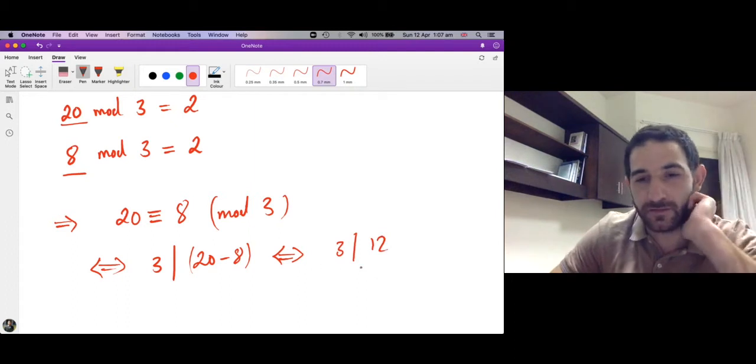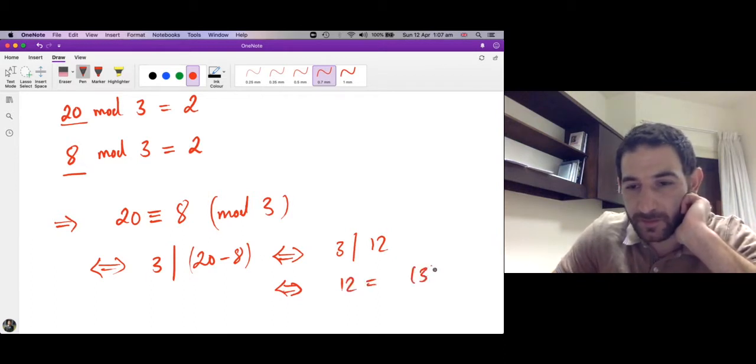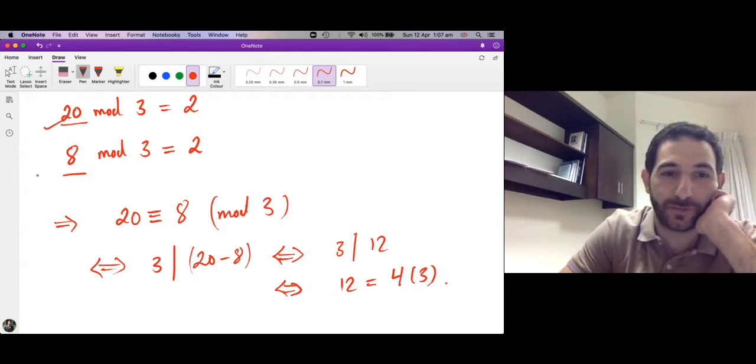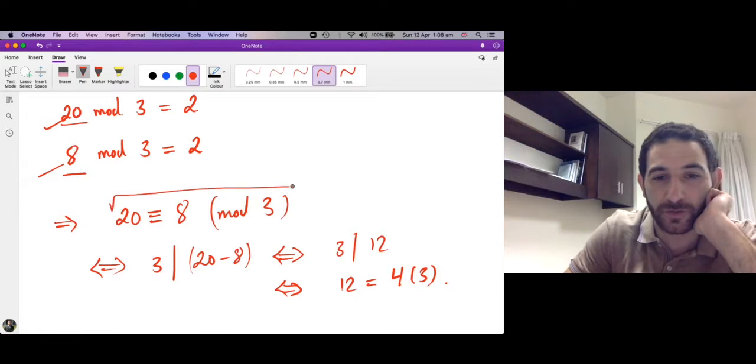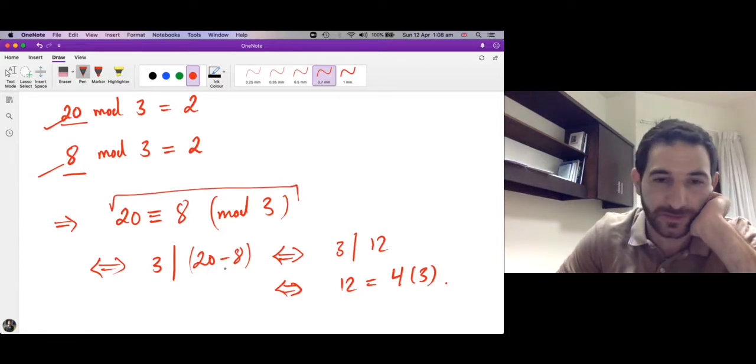And does 3 divide 12? Yes, because we can find an integer k such that when we multiply it by 3, we get 12, which is this integer 4. Okay. So here shows if you choose two numbers, 20 and 8, and you divide them by 3 and you get a remainder of 2, then these two numbers should be congruent modulo 3, which means 3 divides their difference.